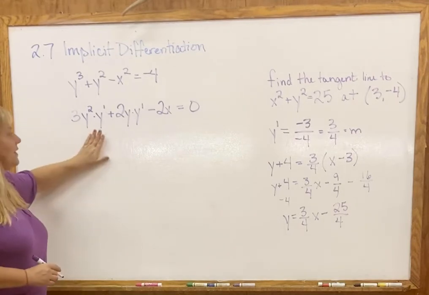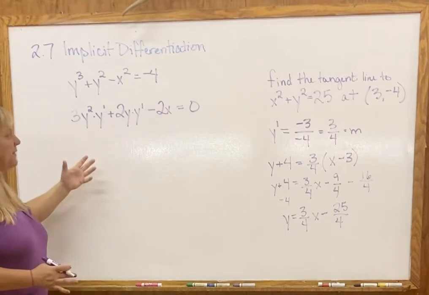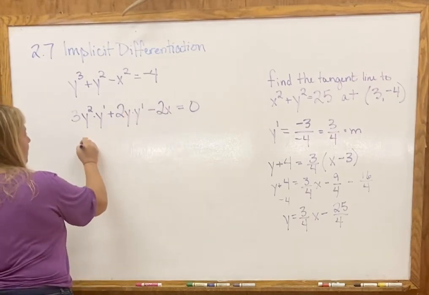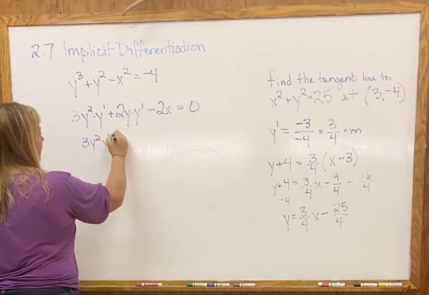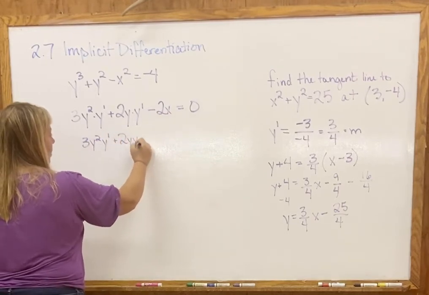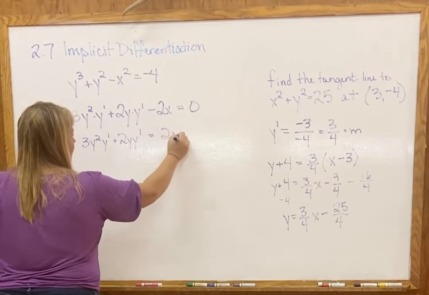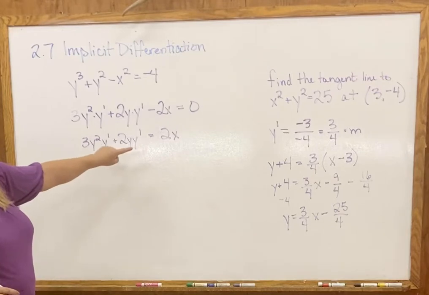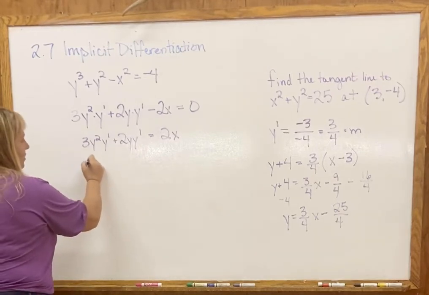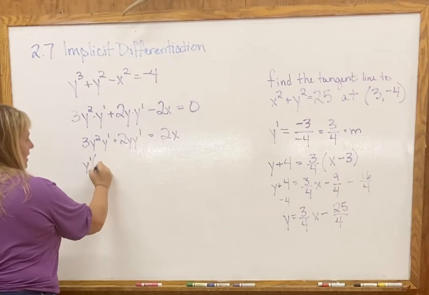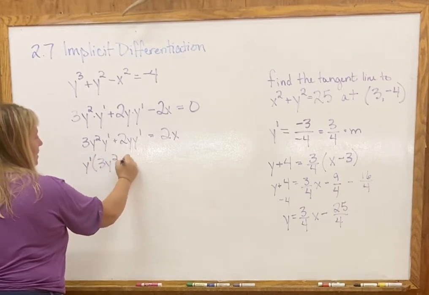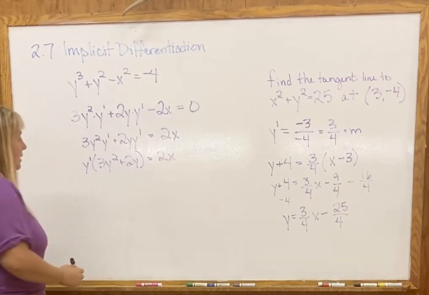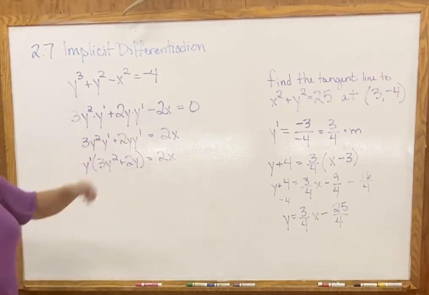Now, we want to get this y prime alone on this side. So the worst part of this is actually the algebra at the end. So let's move the negative 2x to the other side. So we have 3y squared y prime plus 2y y prime equals a positive 2x. Now, in both of these terms over here, we have that y prime. So we can factor the y prime out to the front and leave 3y squared plus 2y equals 2x. And then we can divide out.